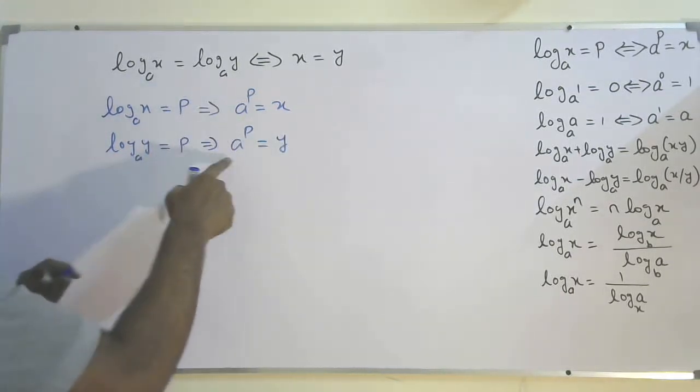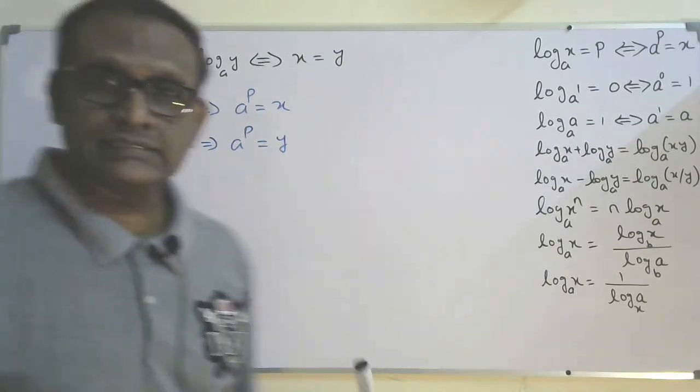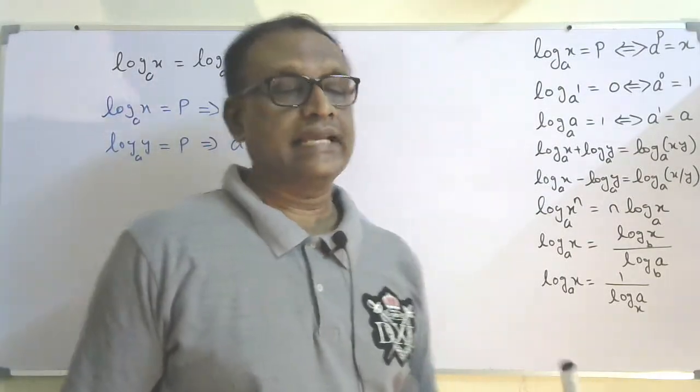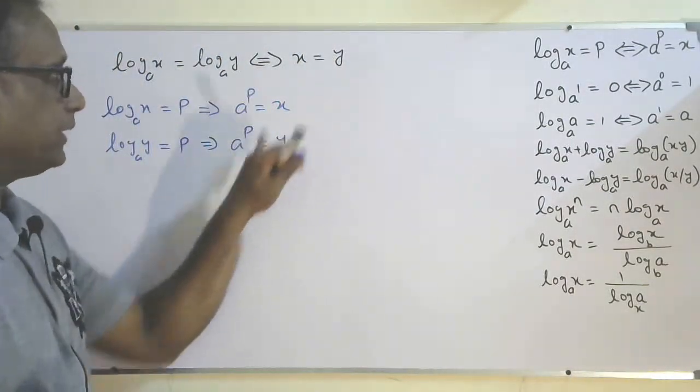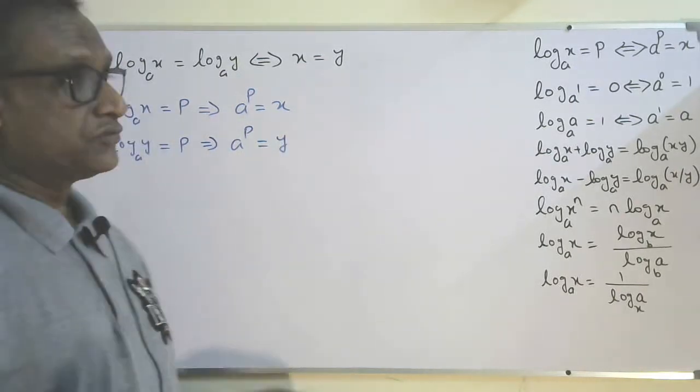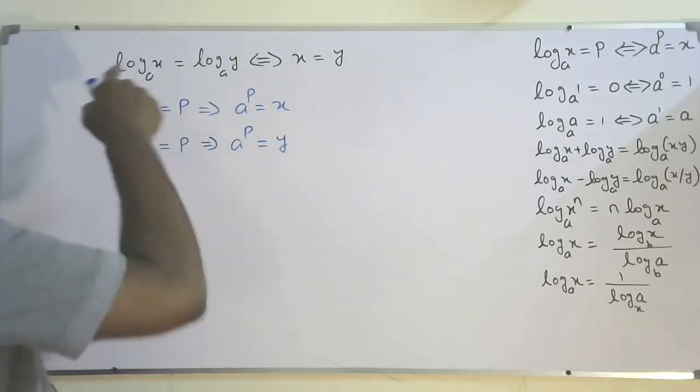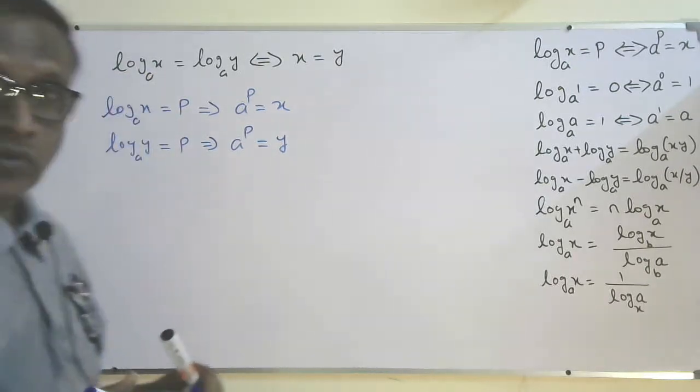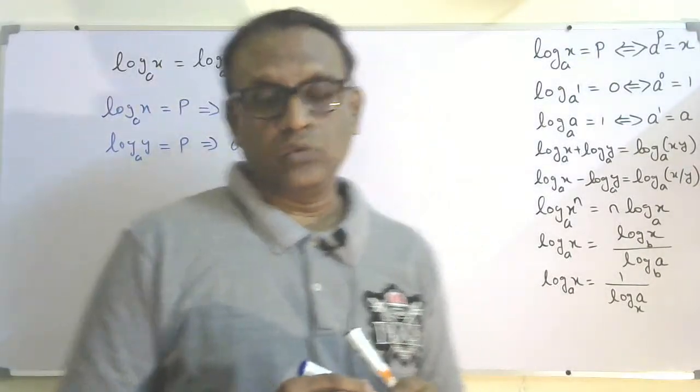But a to the power p and a to the power p are the same thing. It's a very simple derivation. a to the power p should be equal to a to the power p. Therefore, x equals y. So this is also very useful in certain solutions. So log a of x equals log a of y means x equals y.